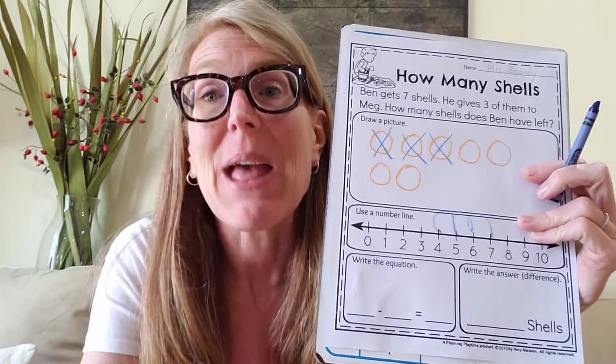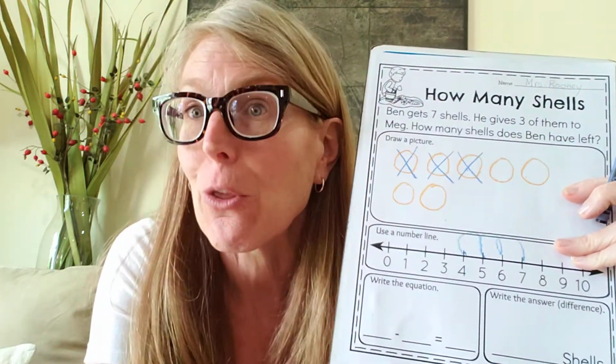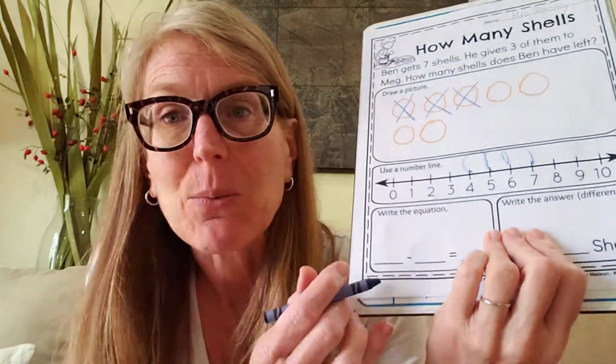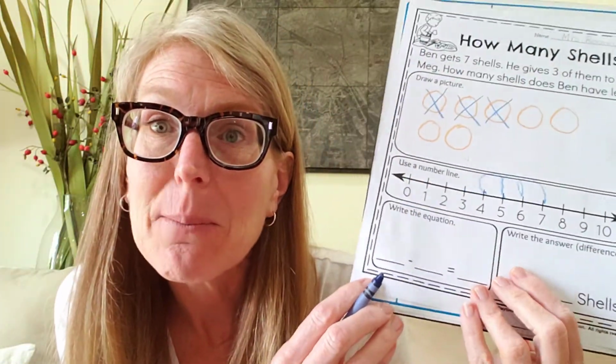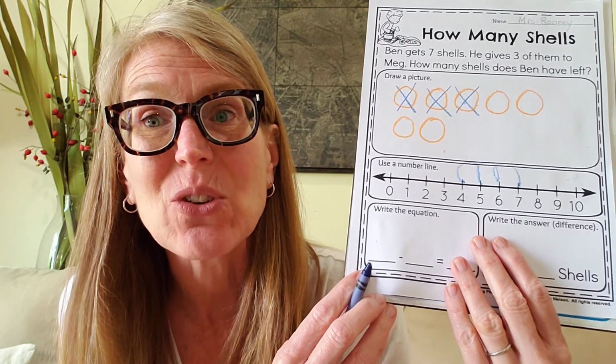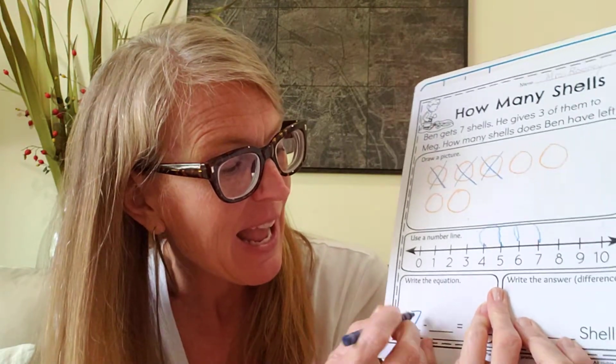It says that Ben has 4 shells left after he gave Meg 3 of them. Good job. All right, let's go down to the bottom. Let's write the equation. Let's write that number sentence. So we always start out with how many did they have to start? He had 7. Very good.